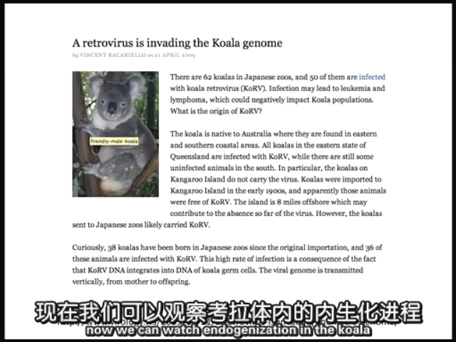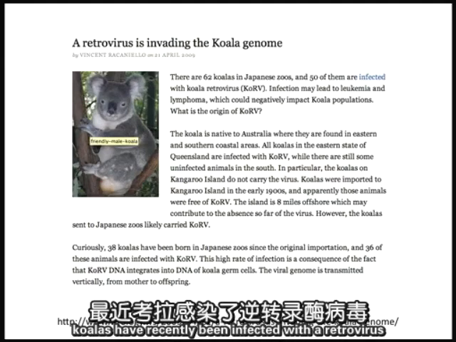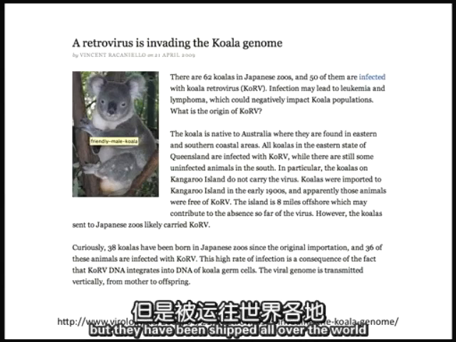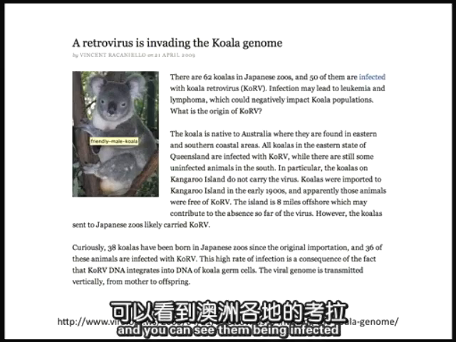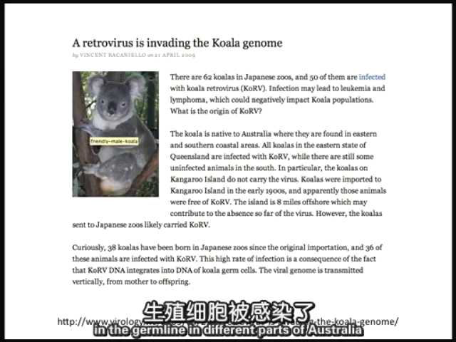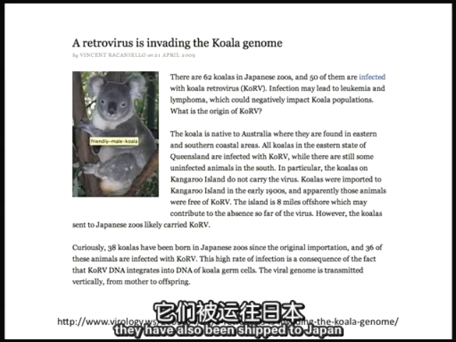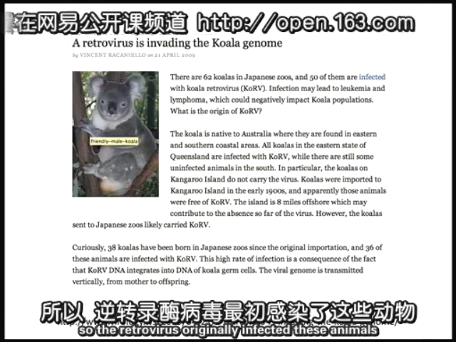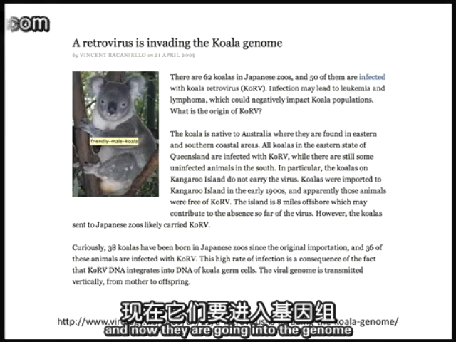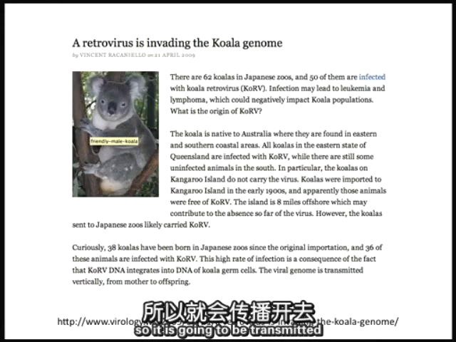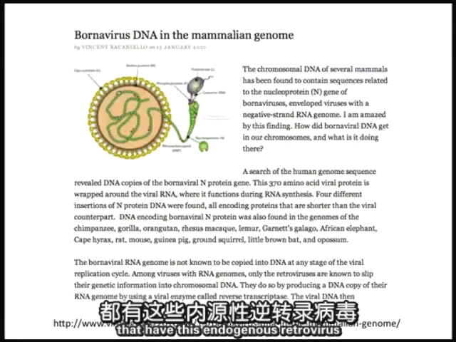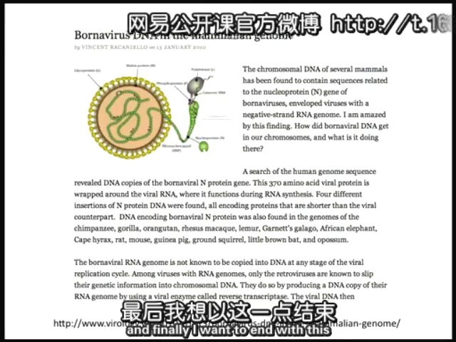Now, we can watch endogenization in the koala. So go and read this blog post. Koalas have recently been infected with a retrovirus. Koalas are native to Australia, but they have been shipped all over the world. And you can see them being infected in the germline in different parts of Australia. They've also been shipped to Japan, and the ones that go to Japan have the retrovirus in them. So the retrovirus originally infected these animals, and now it's going into the genome, so it's going to be transmitted. There are groups of koalas in different parts of the country that have this endogenous retrovirus and other groups that don't.